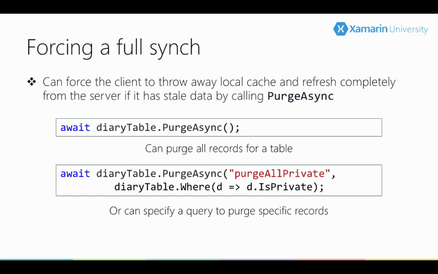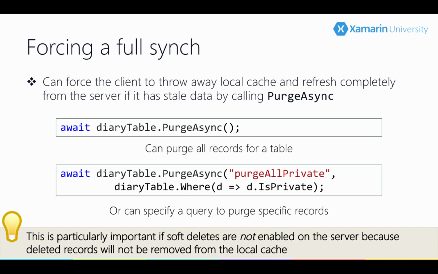The other case where purging your local cache becomes important is when records are deleted on the server. If soft deletes have been enabled on the server, then the synchronization process will detect these deleted records and delete the local copy. However, if soft deletes are not enabled on the server, then deleted records will remain in your local cache even though they're not on the server anymore. Just like PushAsync, calling the purge method will push any local modifications first before it actually purges the local store.